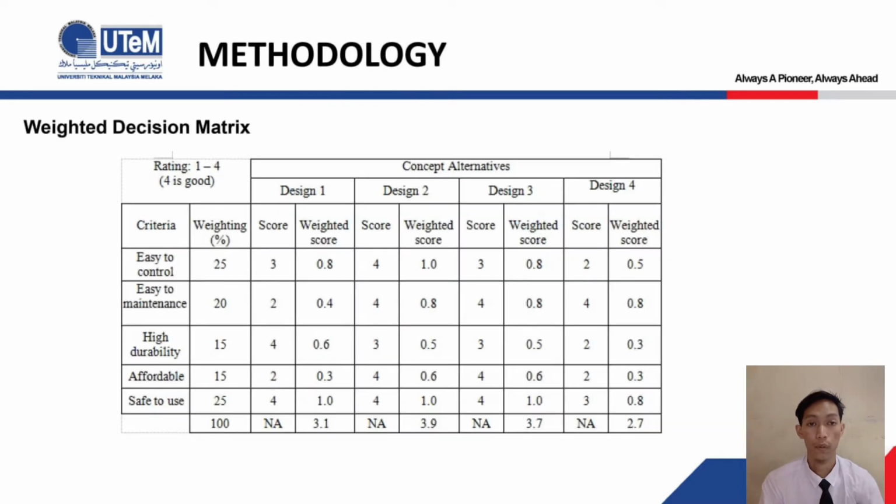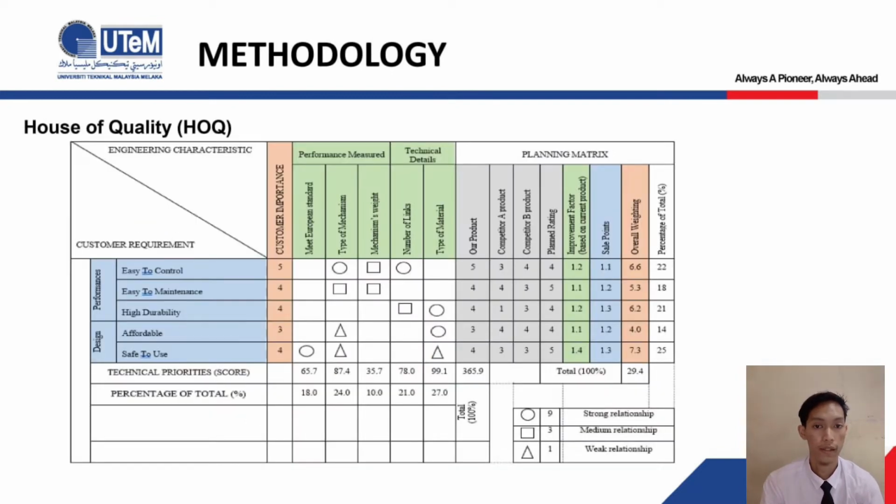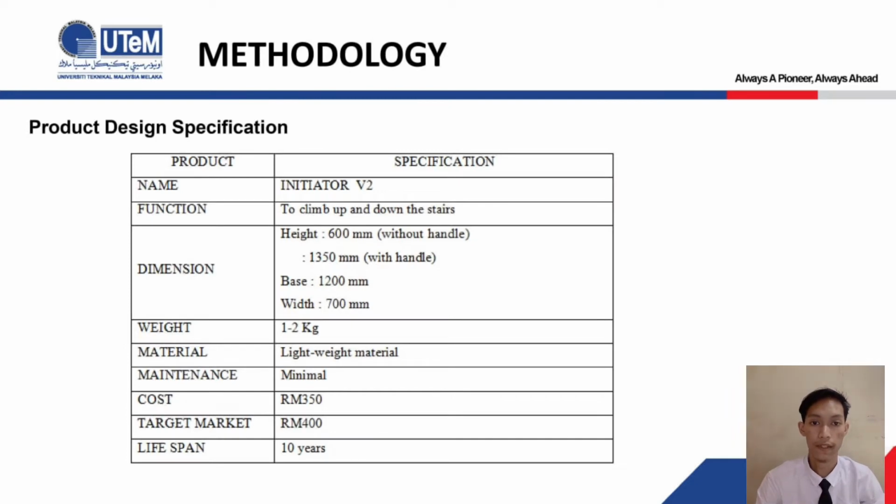Okay, for the weighted decision matrix, as you can see from the table here, design 2 has been chosen as the best design concept among the other designs because it has the highest rating score among them. And for the house of quality, this house of quality has been made to fulfill the client demand as well as to satisfy those objectives. Okay, for the product design specification, the name is Initiative V2 as we improved from the previous PSM concept, and its function is still the same: to climb up and down the stair. This product design specification has been created during the early stage and it contains information to be certified for the product's success.